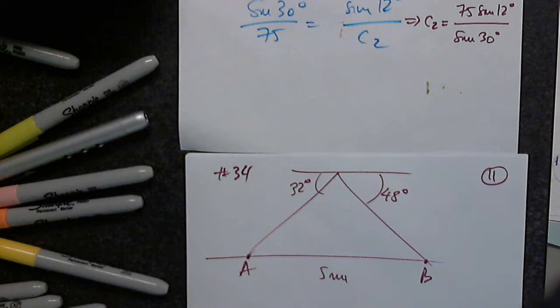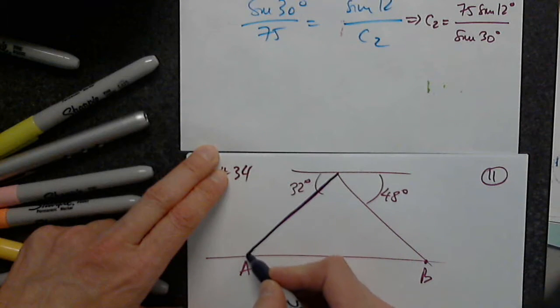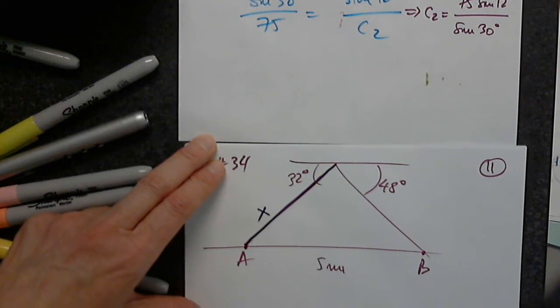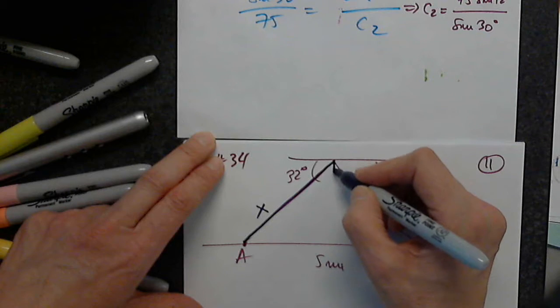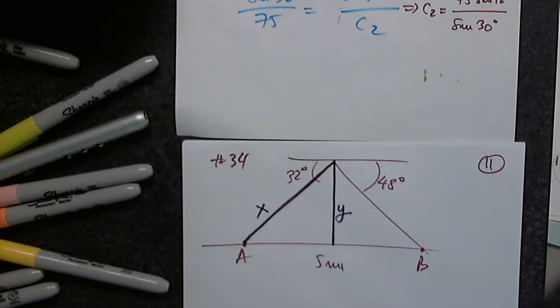Very good. Good pick. So the distance to point A. So this is our first question. Let's call it X. And this is our second question. Let's call it Y. We're asked to find the distance of the plane from point A and find the elevation of the plane, which is the height. Okay. Any suggestions here?